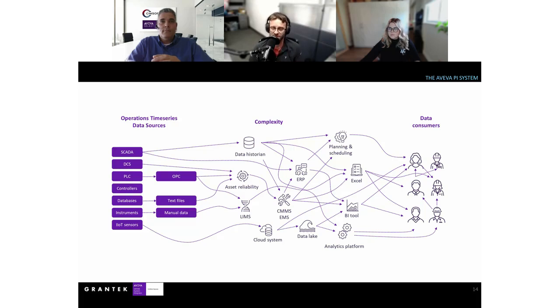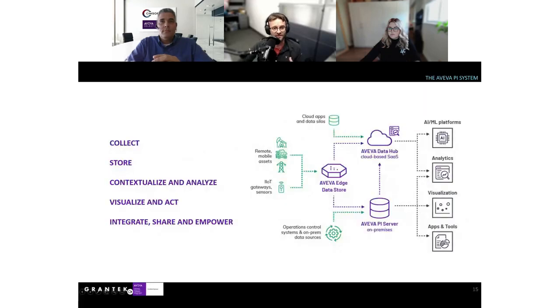Oftentimes Excel is the linchpin of a lot of different processes, and it's not the best way to do things. There are better ways to do it. And that's where, if Alissa, you want to jump to our next slide, we can start to see the systems that we can put in place and the simplification that we can achieve by leveraging the AVEVA PI host of components.